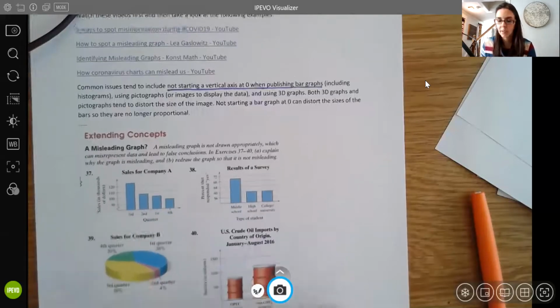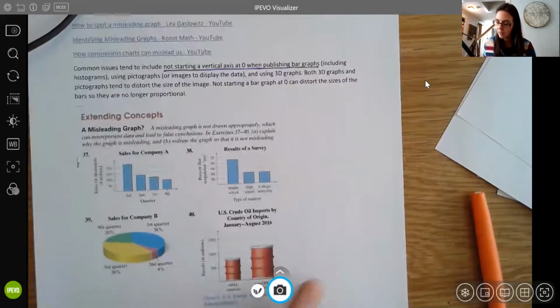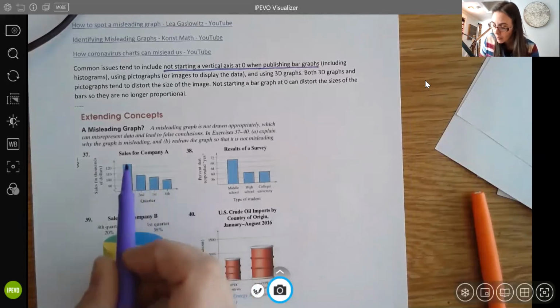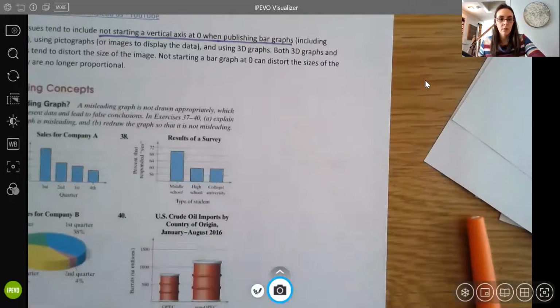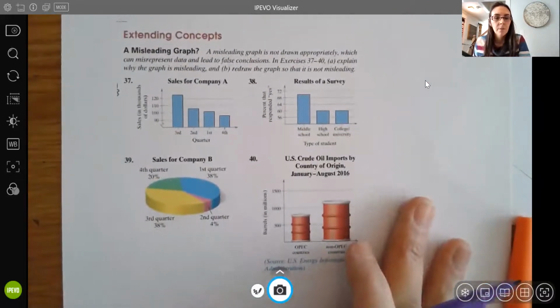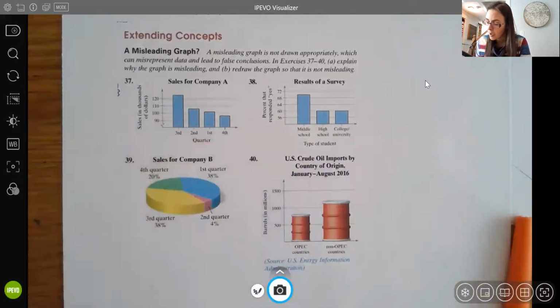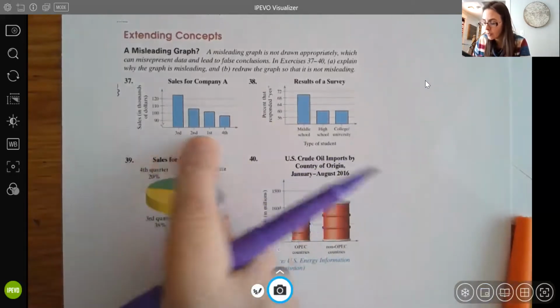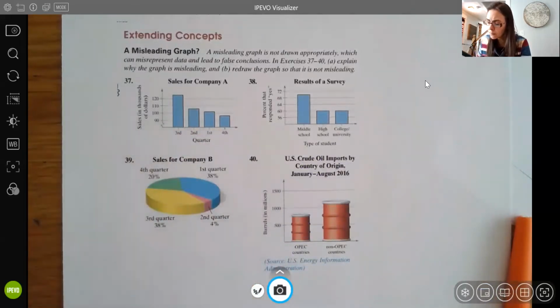So I'm going to look at these 2 examples with you right now. So 37, 38, these are just from the end of your text. So here I'm looking at sales for a company. And let me see if I can zoom in a little bit. And I have the 3rd quarter, the 2nd, the 1st, and the 4th. So they have the quarters rearranged here. So we're kind of using a Pareto chart in this case.